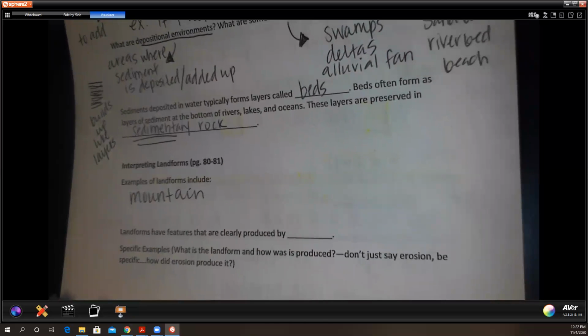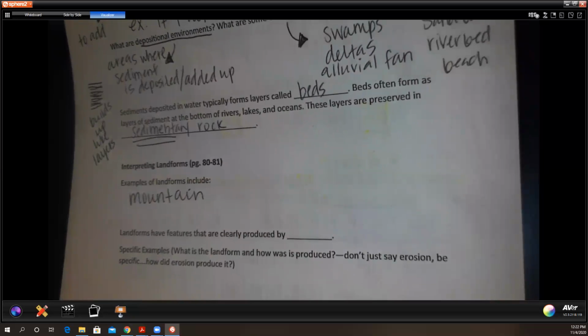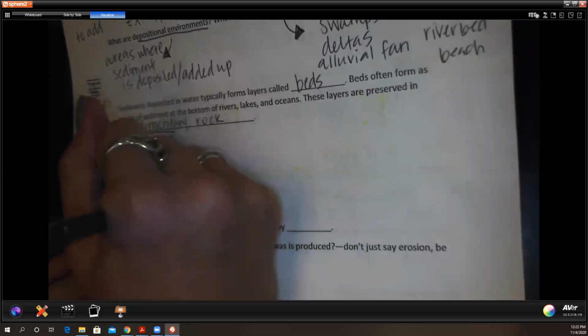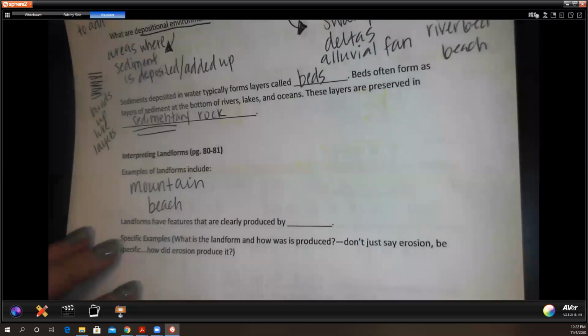What about polar? A landform, so a form of land. We should know what landforms are. Think about some of the stuff. The beach, perfect.